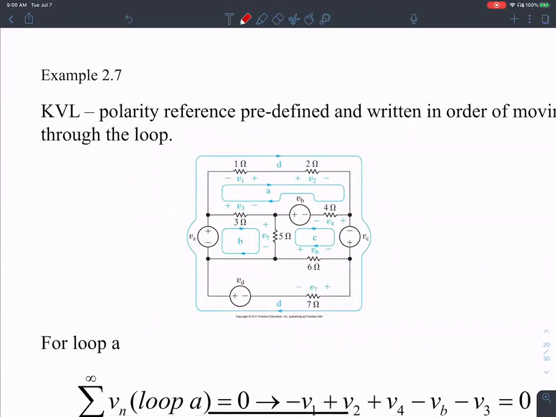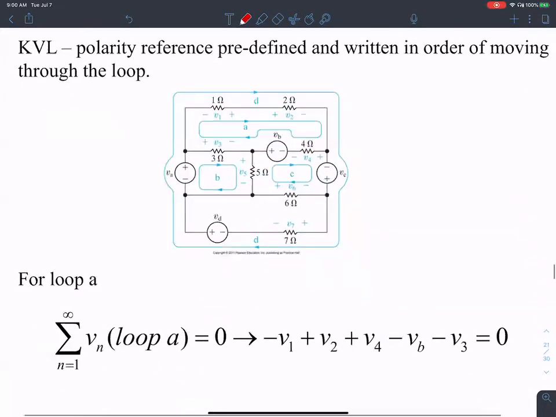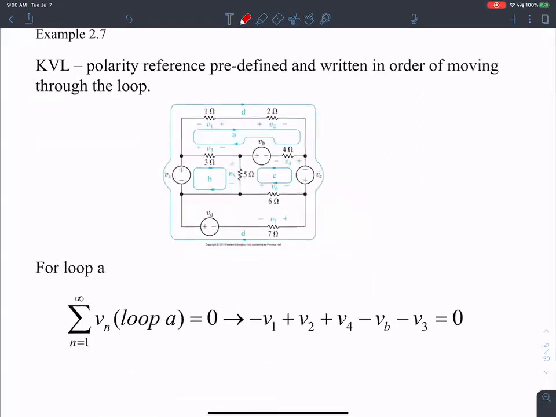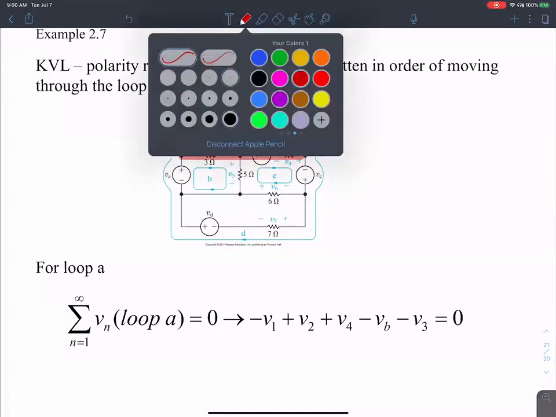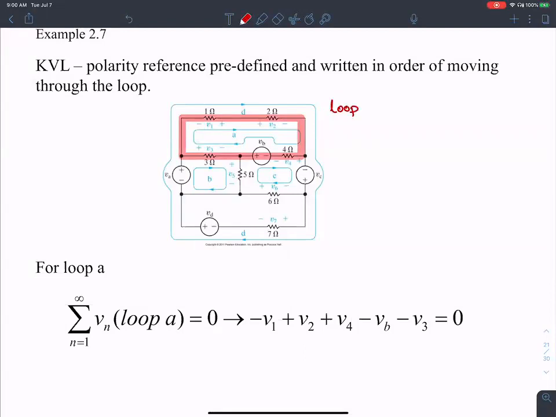Kirchhoff's voltage law is applied around a loop. Let me show you. We add the voltage drops around the loop and equate them to 0. We'll pick one loop, for example, one loop that begins here and ends like so. Let's call this loop A.